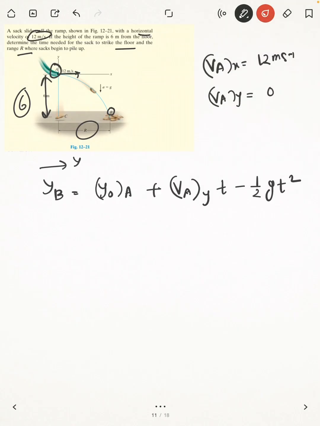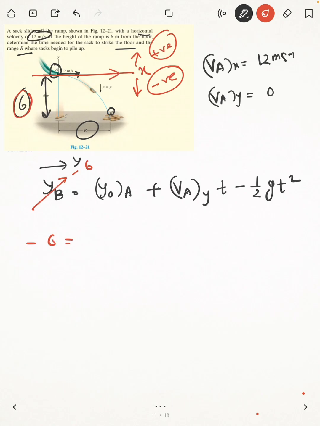Okay, remember one more thing. This is your reference point. Okay, this is the x-axis. If anything is above the x-axis, that is positive. If anything is below the x-axis, that is basically negative. You know, this 6 is below the x-axis, so that's supposed to be negative. So yB is -6.